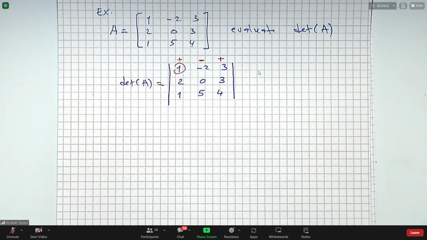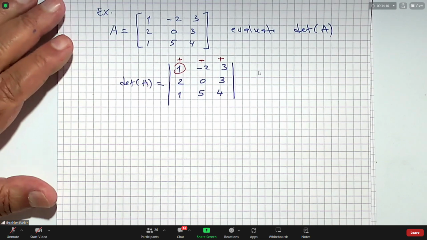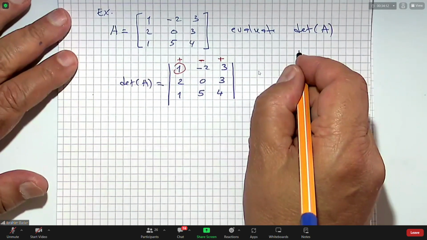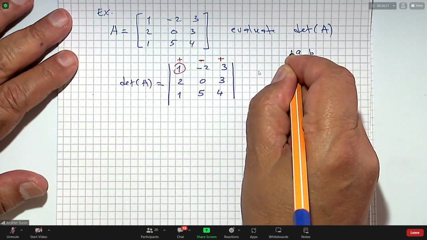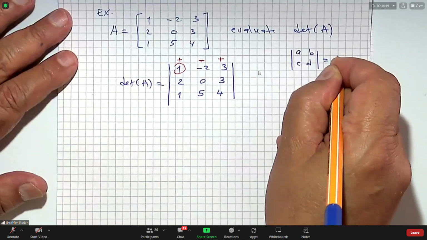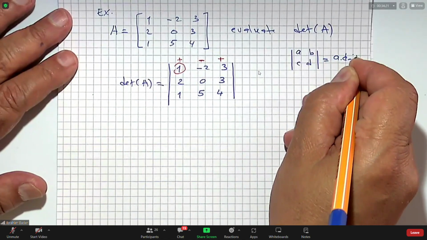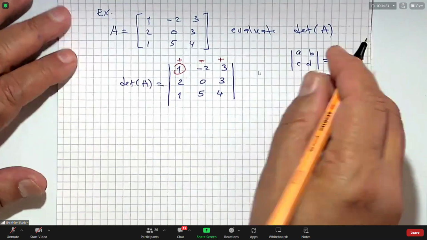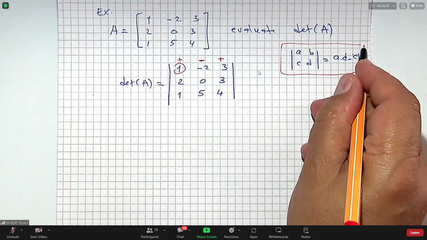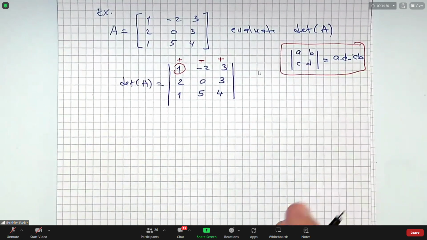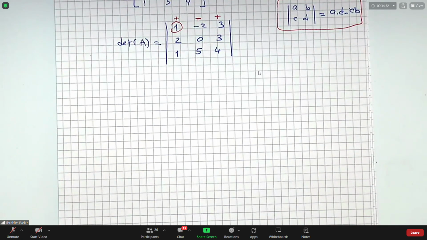The thing is, you have to be careful when you are multiplying a negative with another negative, and you will also be getting a negative from the formula itself. Now let's just remember that if you have A, B, C, D, this is equal to AD minus CB. So this is, if you like, the root of all this evaluation.